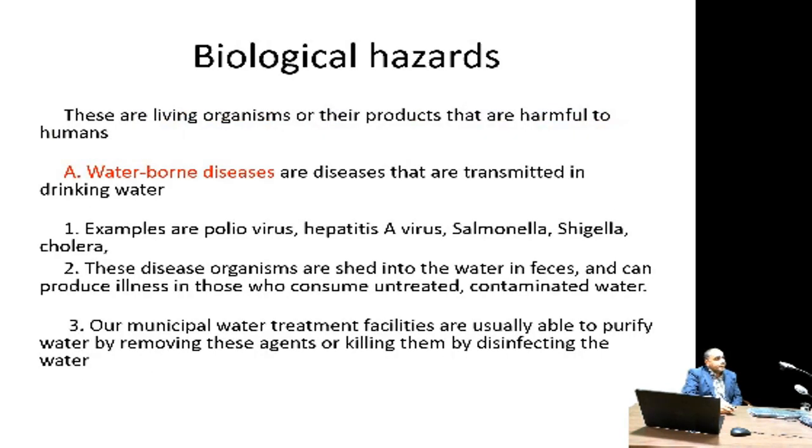Biological hazard. These are living organisms or their products that are harmful to humans. Waterborne diseases are diseases that are transmitted in drinking water. Examples are poliovirus, hepatitis A virus, salmonella, shigella, cholera. These disease organisms are shed into the water in feces and can produce illness in those who consume untreated, contaminated water.